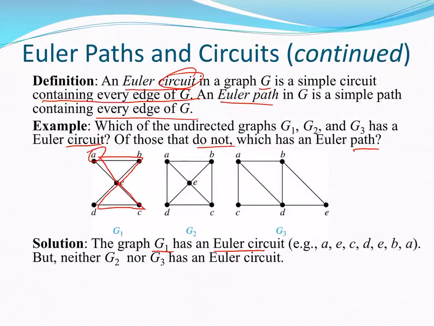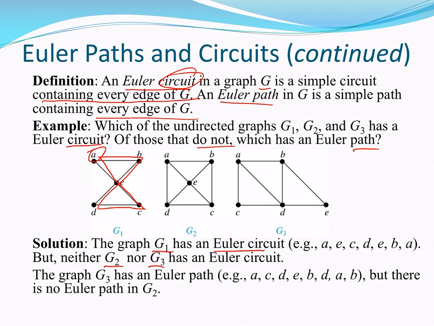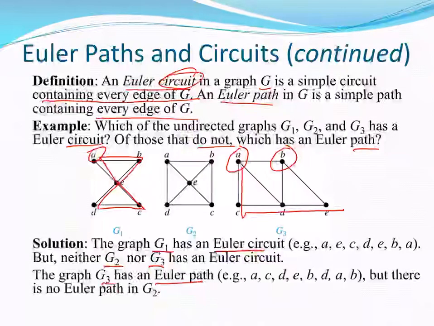It turns out neither G2 nor G3 has an Euler circuit, but G2 does have an Euler path. And the trick for this is to note where we have 2 vertices of odd degree. A and B have degree 3, whereas all the rest of them are even degree. And I can trace out an Euler path by going down to the right up to B, and then I can jigsaw back into B.